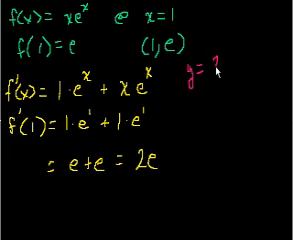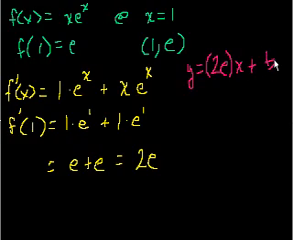So the slope is going to be 2e. We just learned that here. That's the derivative when x is equal to 1. So 2e times x plus the y-intercept. So if we can figure out the y-intercept of this line, we are done. We have figured out the equation of the tangent line.